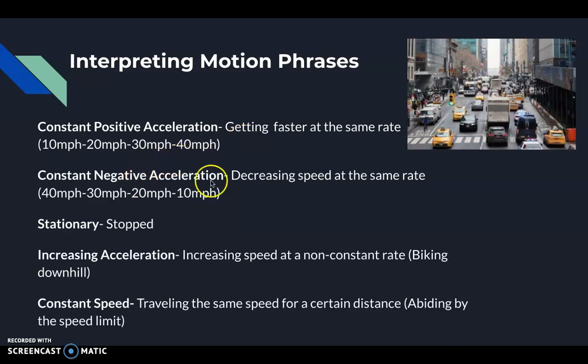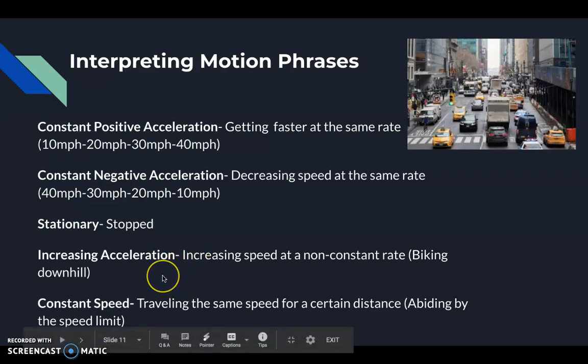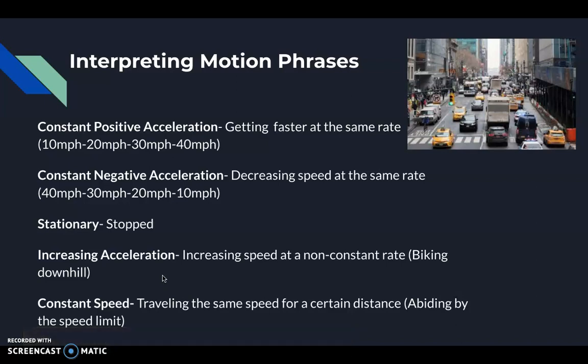Constant negative acceleration is the opposite, all right? Changing speed at the same rate, but this time reducing speed. Stationary is referred to as just stopped, still, no motion. Increasing acceleration would be increasing speed at a non-constant rate. For example, biking downhill, it's not in control, and so it is going to have that exponential increase in speed.